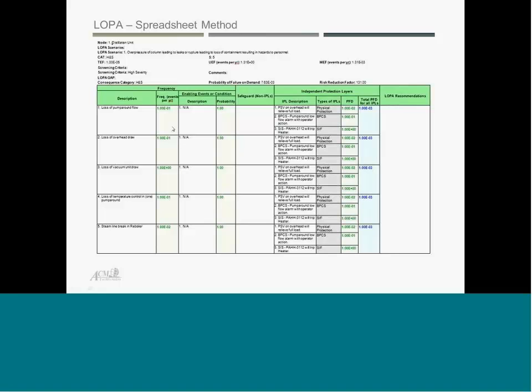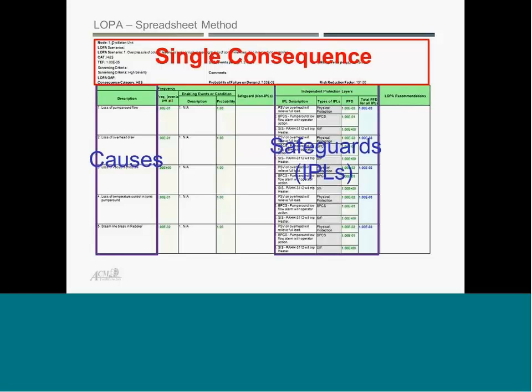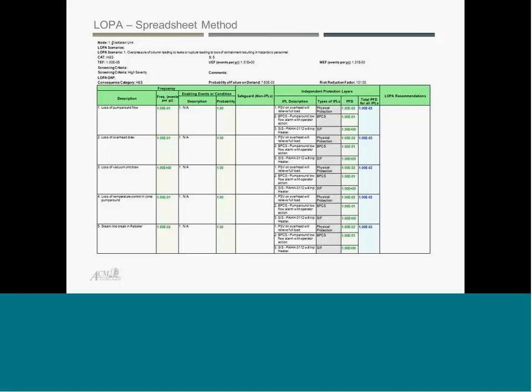Let's look back at a traditional LOPA. Once again, this is the spreadsheet method, as it's called. We're going to be looking at only one consequence at a time in this method. You don't get that benefit of the bow tie where you're looking at lots of consequences at the same time. Our causes are listed on the left, and our safeguards or independent protection layers are going to be listed on the right. Now this is the data straight from the Hazop loaded into LOPA, and this is what your team is going to see while you're doing this layer of protection analysis.